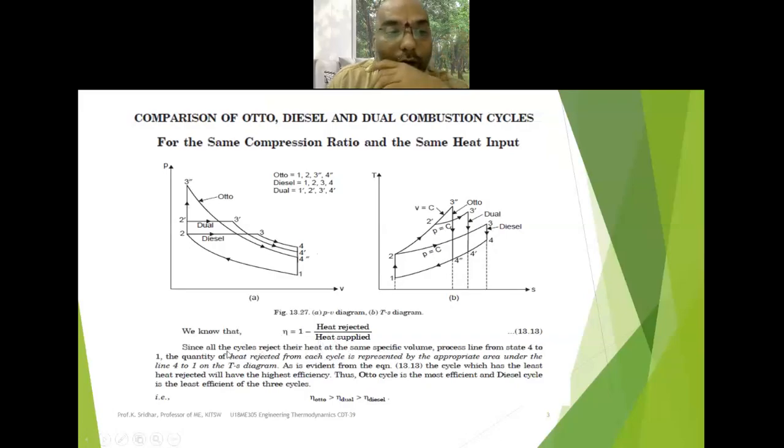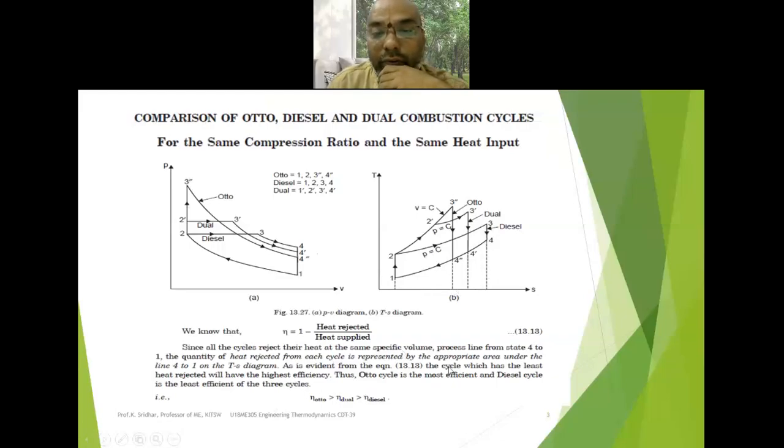Now automatically, since all the cycles reject their heat along the same process line from state 4 to 1, because I've already told you that all this is the same heat rejection, the quantity of heat rejected from each cycle is represented by the appropriate area under the line 4 to 1 on the TS diagram. This is the Otto cycle heat rejection, this is the dual cycle heat rejection, and this is the diesel cycle heat rejection.